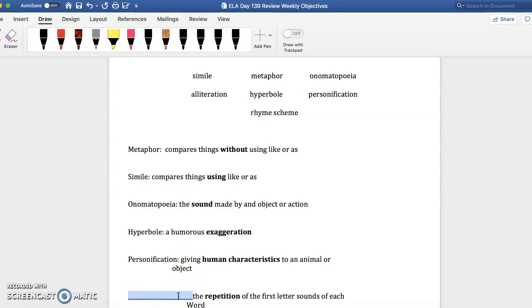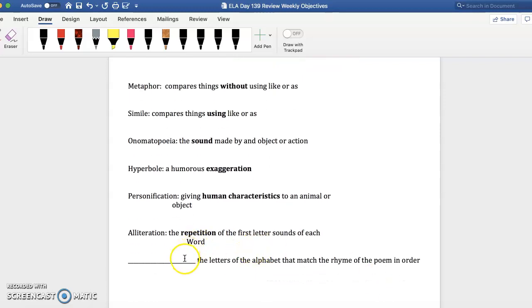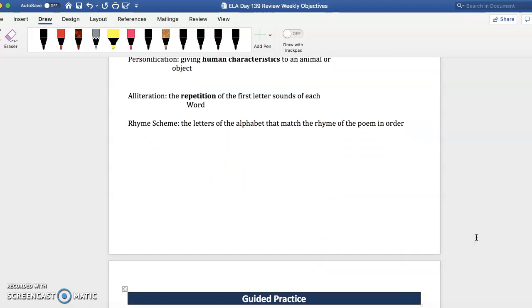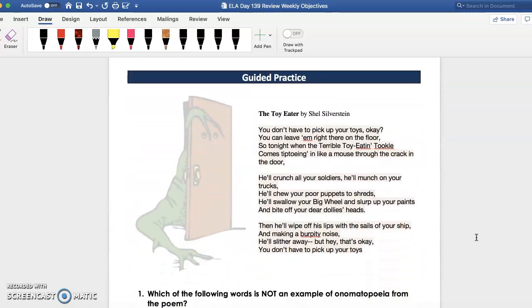The repetition of the first letter sounds of each word, guys, is alliteration. Okay. And then last but not least, this is what we learned this week. The letters of the alphabet that match the rhyme of the poem. That is the rhyme scheme. Okay. All right, guys, so be sure to go back and review all of these things so that on your test tomorrow you can do an excellent job.